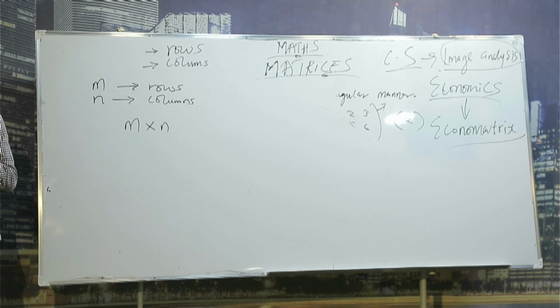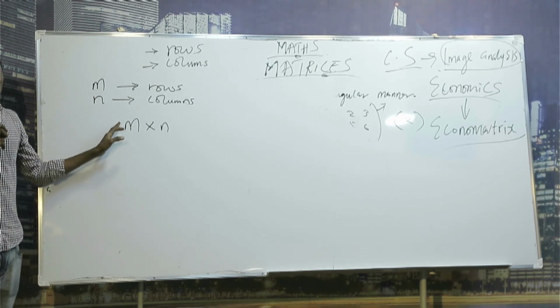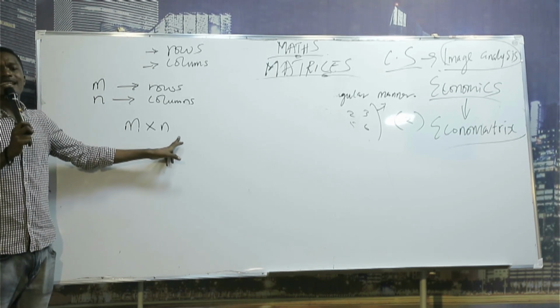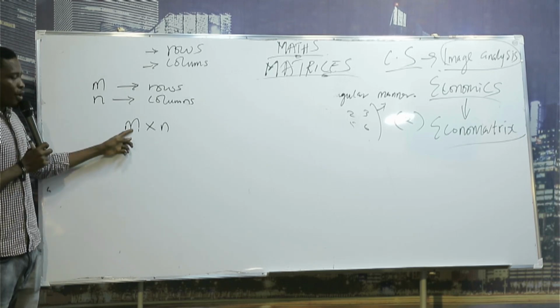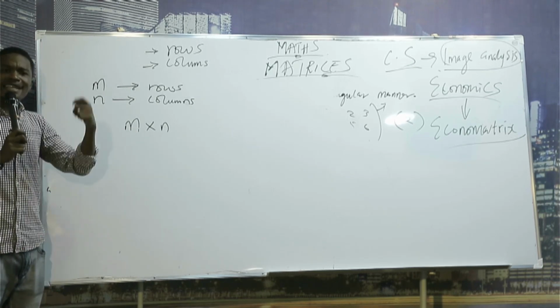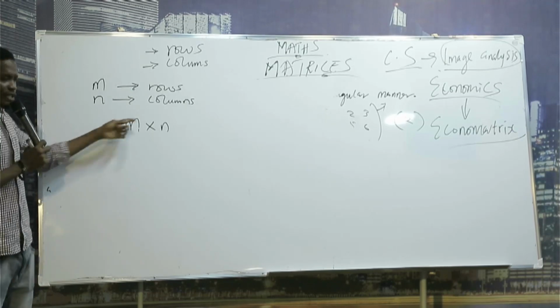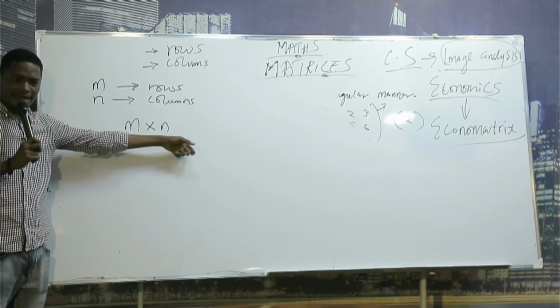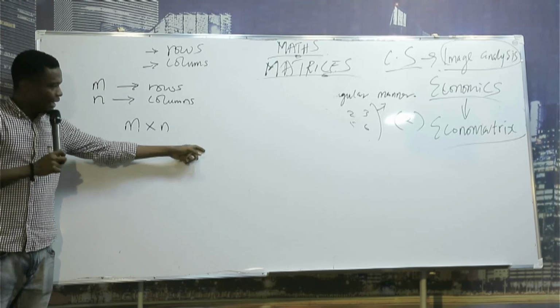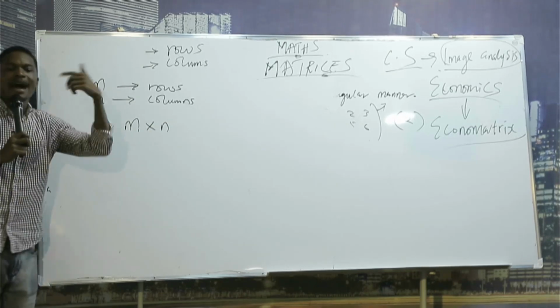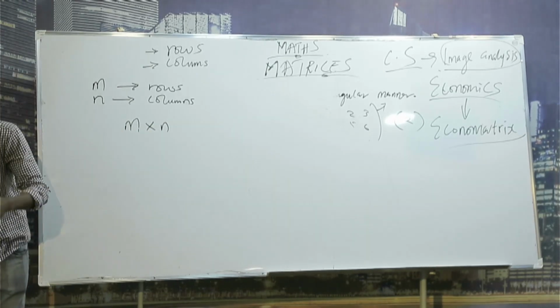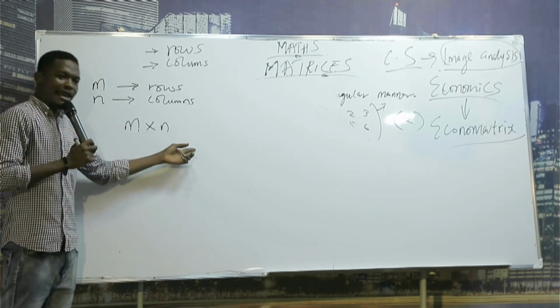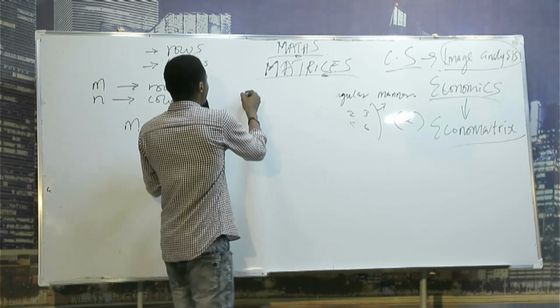Are we listening? Pay attention, class. When you say M times N, that is not how you read it. That we wrote M times N does not mean that is how you say it out. You say M by N. We don't say times, we say by. So this is M by N.